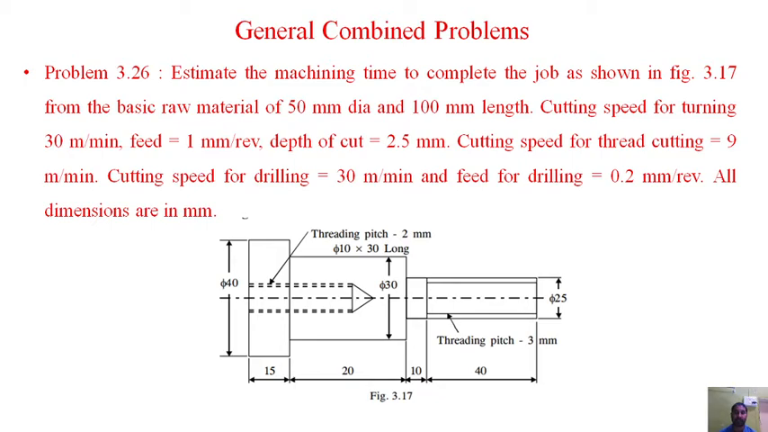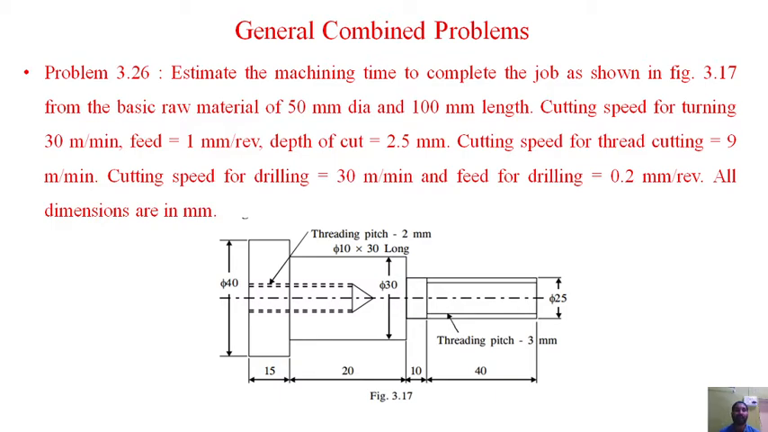This is a combined kind of problem, so this is very important. You can see these kind of problems in every question paper, so please concentrate more on these kind of problems. Estimate the machining time to complete the job as shown in the figure, from the basic raw material of 50 dia and 100 millimeter length. So out of that raw material you have to make these operations.